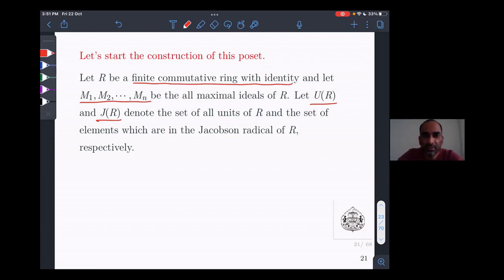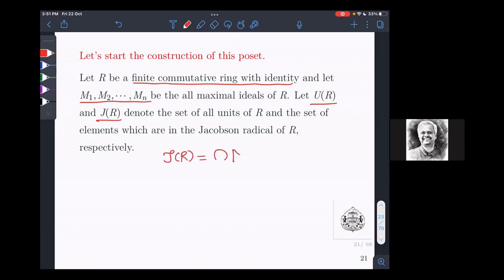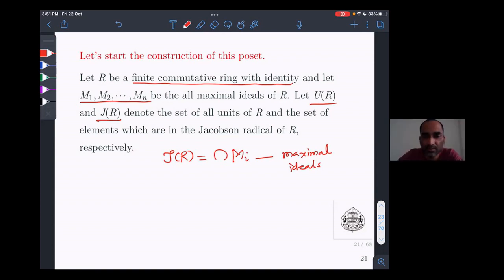Excuse me, sir, can you repeat the definition of Jacobson radical? J of R is the intersection of the Mi's. What are the Mi's? The Mi's are maximal ideals. Thank you. And since we are in a finite ring, we do have a finite intersection.